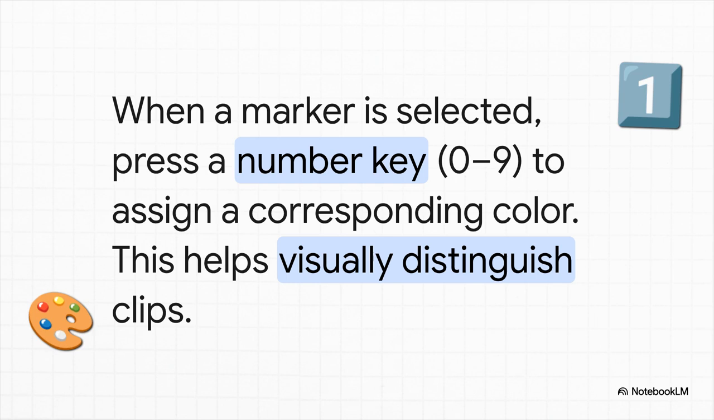So maybe 1 is your main A-roll, your interviews. 2 could be all your amazing B-roll shots, and maybe 3 is for those maybe takes. With a single keystroke, you're creating a visual map of your entire edit.